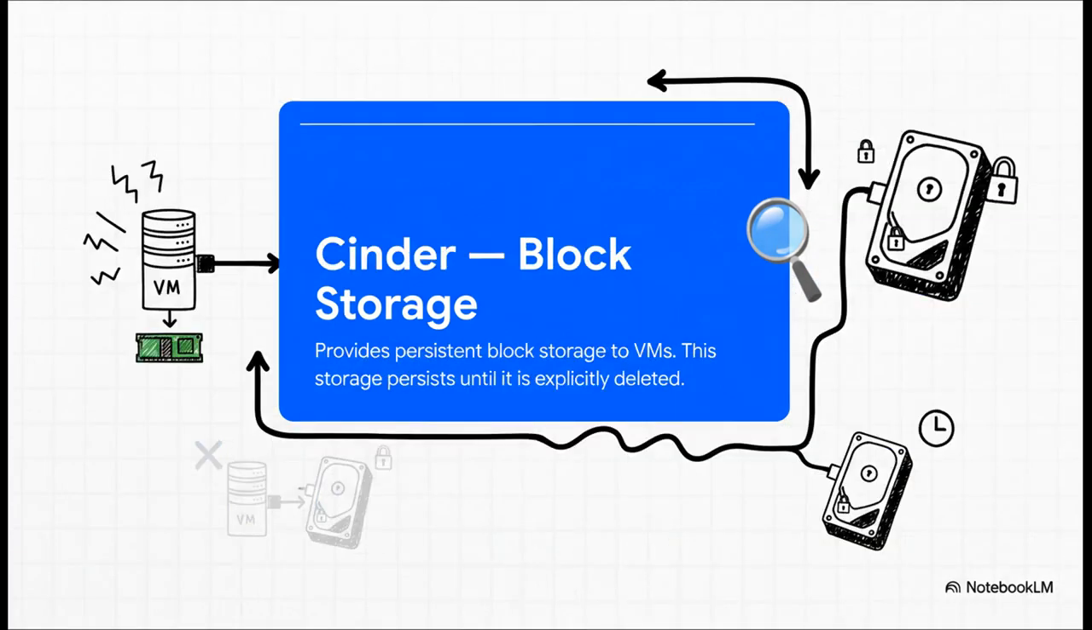Okay, this is a really key distinction. Cinder gives you what we call persistent block storage. If your VM's own temporary storage is like its short-term memory, a Cinder volume is like a USB hard drive you plug in. You can attach it, store your database on it, and even if you delete the VM, that Cinder volume, it sticks around.